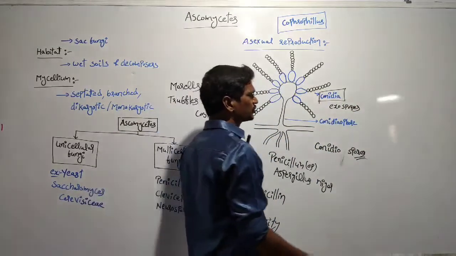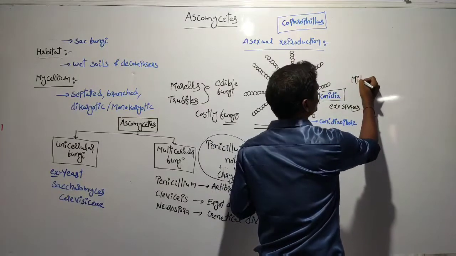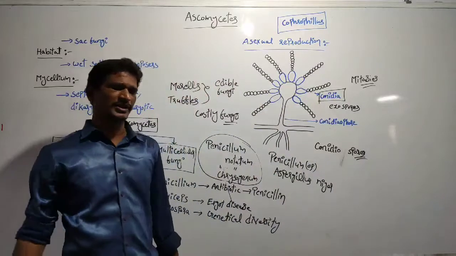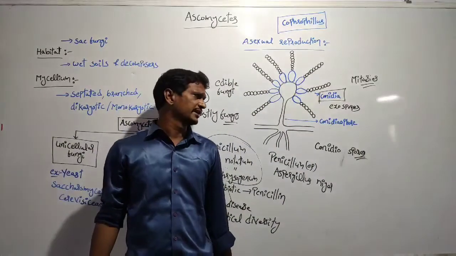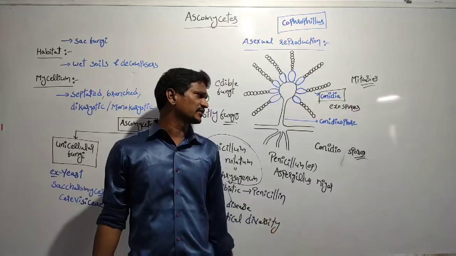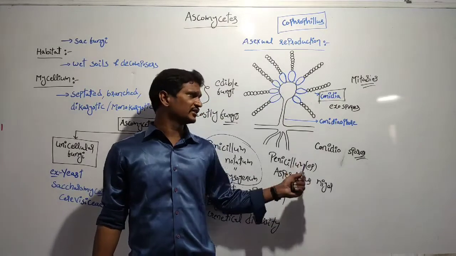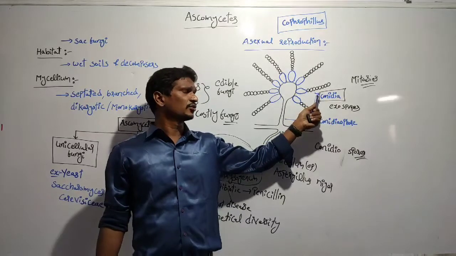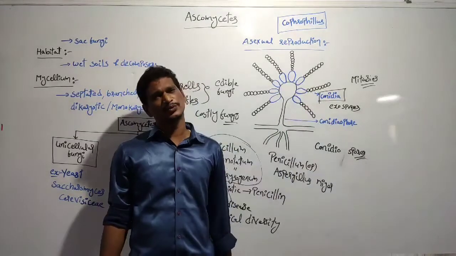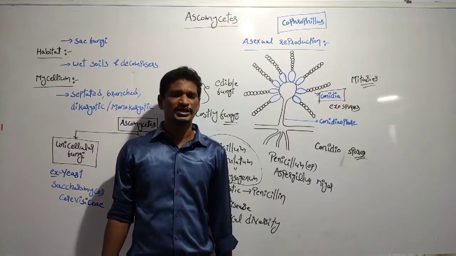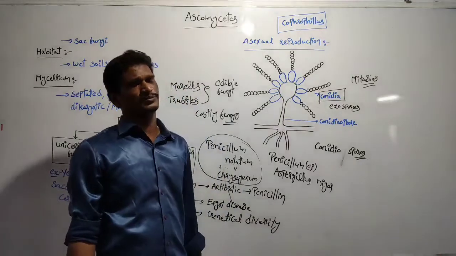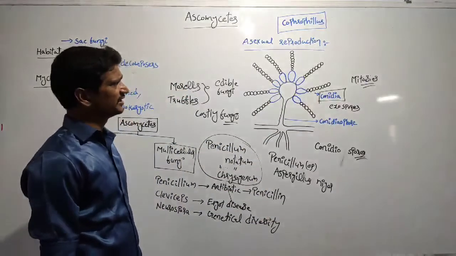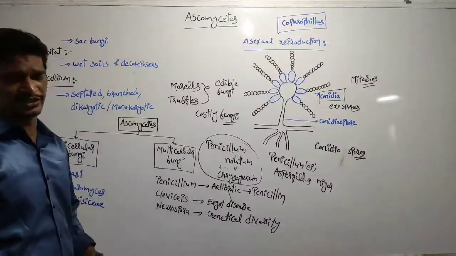The conidiospores are produced by the mitosis process. By mitosis, asexual spores are produced, especially within Penicillium and Aspergillus. The conidiophore is connected to the conidia, and the conidia have the conidiospores. Conidiospores are non-motile spores, and these are exospores because they are not covered by any membrane. That is about the asexual reproduction.